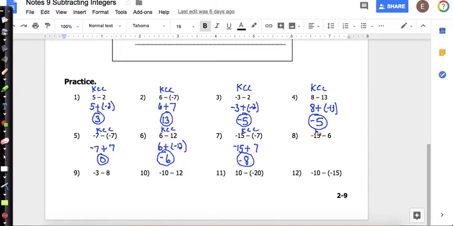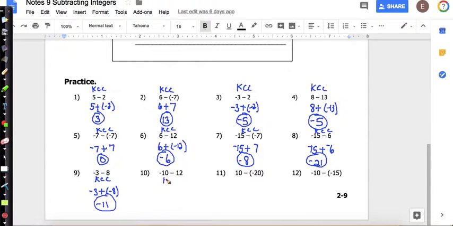Number 8, KCC. Keep negative 15, change to addition, and change positive 6 to negative 6. They're all negative, so just count them up. 21, and I'm going to keep it negative because I have all negatives. Number 9, negative 3 minus 8. KCC, this time I'm just doing it underneath because I'm running out of room here. Keep negative 3, change to addition, and change 8 positives to 8 negatives. They're both negative, so just count them up, and I have 11 negatives.